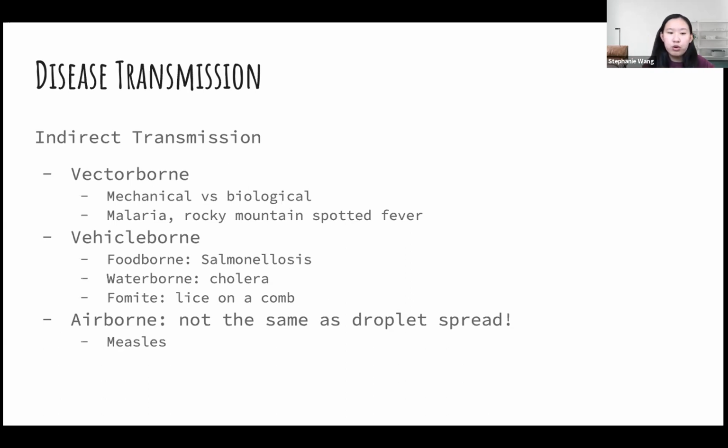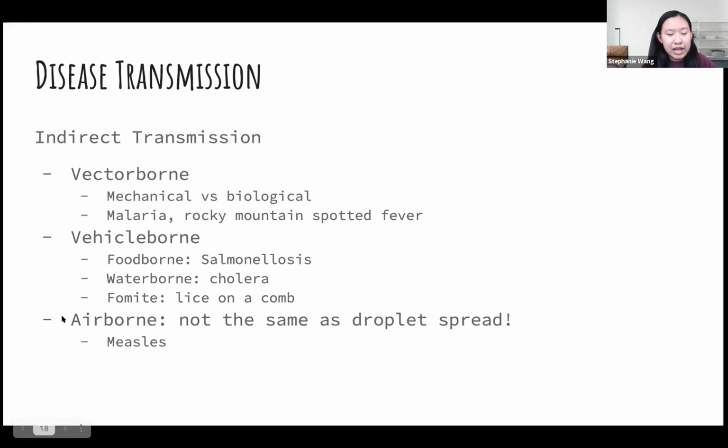And the fomite is another vocab word that you may want to know, which is an inanimate object. It's not a substance, it's an object that can transmit the disease. So for example, lice on a comb: you pick up the comb and you comb your hair with it, then you get lice. The comb would be a fomite because it is the one that facilitated the spread of the lice. Another example of a fomite could be a glove. If you have a glove that's not clean and you touch your open cut with it and you get infected, that glove is a fomite as well.